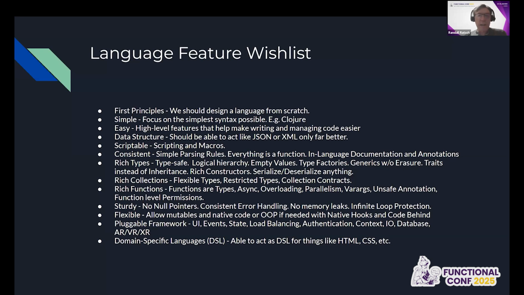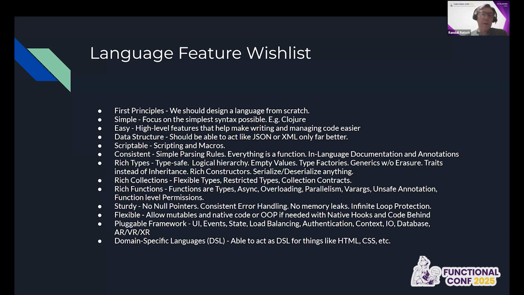So my ideal starting point is Clojure. I find their syntax to be very elegant, but different people may disagree on what it looks like. It should be easy. So we're adding high-level features to make writing code and managing code easier. We're really looking at the API here and making sure that it works very smoothly and is extremely readable.